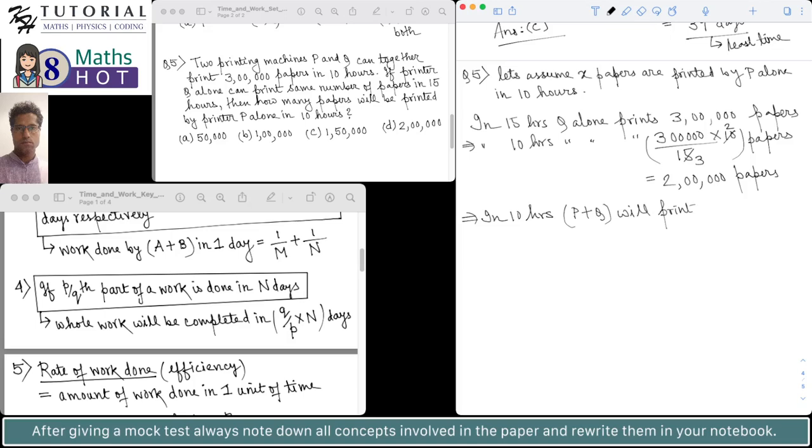Now the work done in 10 hours is equivalent to printing some number of papers. So you can consider that the work done by Q in 10 hours is like printing 2 lakh papers, and the work done by P in 10 hours is printing X number of papers. So the work done in 10 hours by both P and Q will be printing 2 lakhs plus X papers.